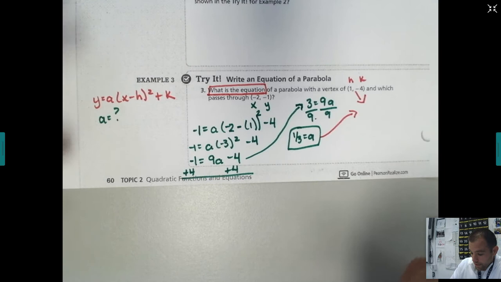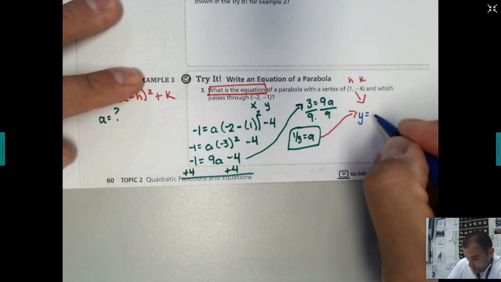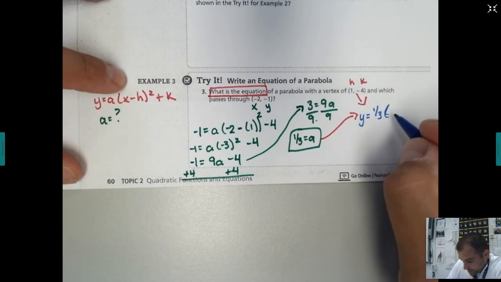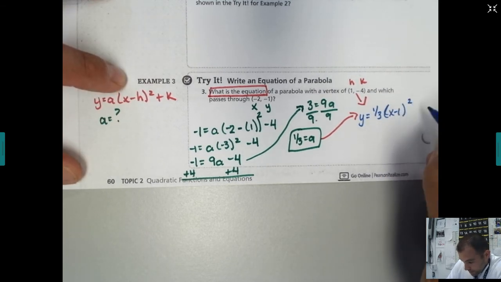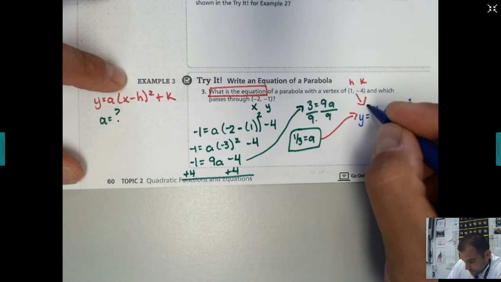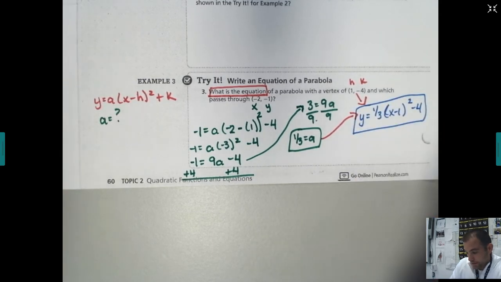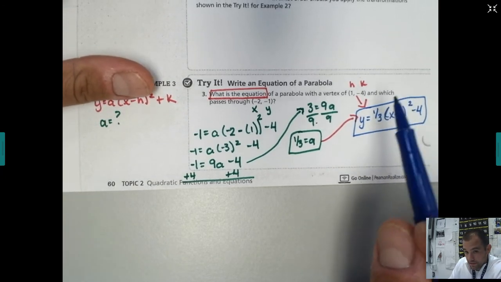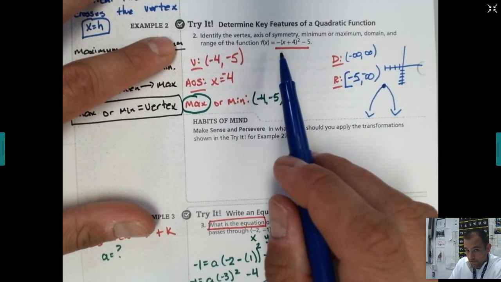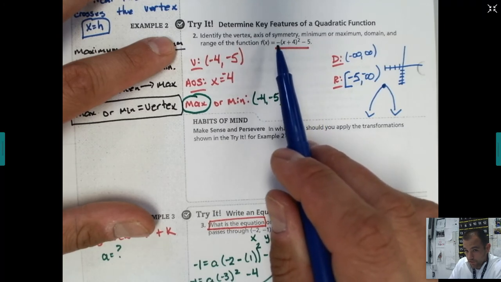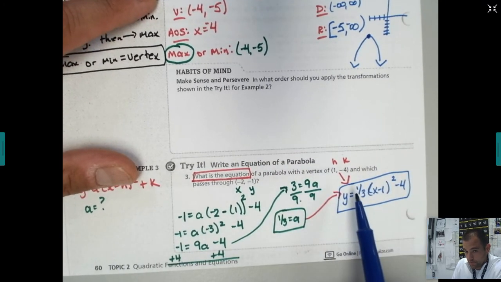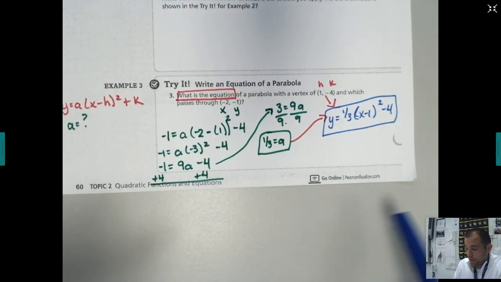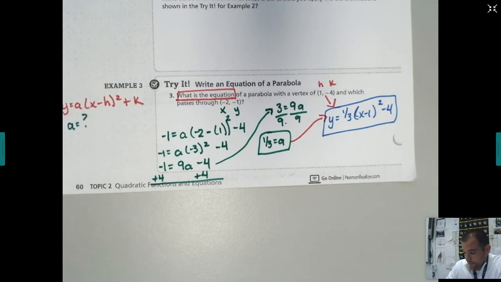So for this problem, my final answer is y equals 1/3 (x minus 1) squared minus 4. Notice that x and y are in my final answer. So that is the basic equation. And now it looks exactly like this problem up here, right? I plugged in a, which in this case was negative. Down here, it just happens to be 1/3. Okay, so x and y have to stay in the equation, but everything else will go away.